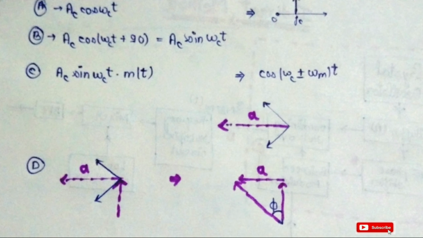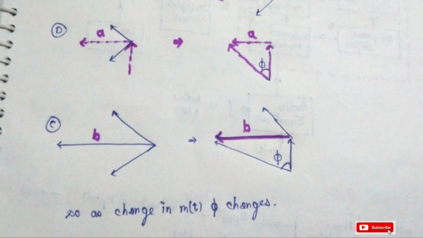Combining network add these two vectors and the resultant is given by the hypotenuse of this triangle. So this forms an angle phi. Let us assume that the message signal amplitude changes. So the vector A changes into the vector B, so the resultant phi changes. In this way we are controlling the phase of our signal with the help of the message signal. So in this way the phase modulator works.